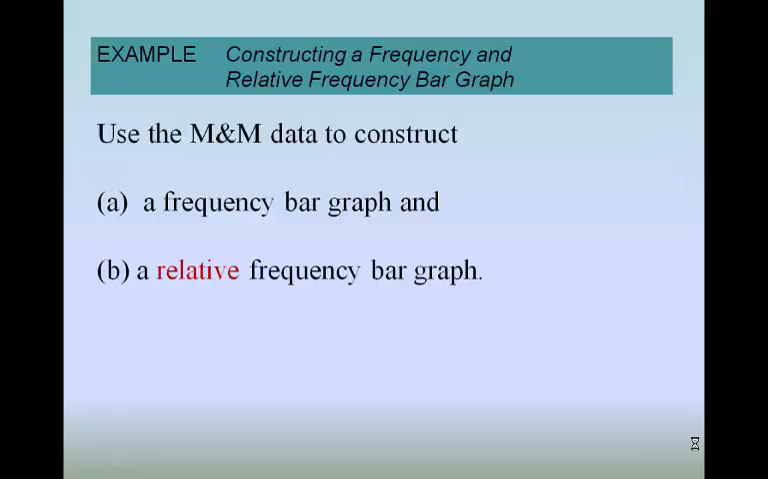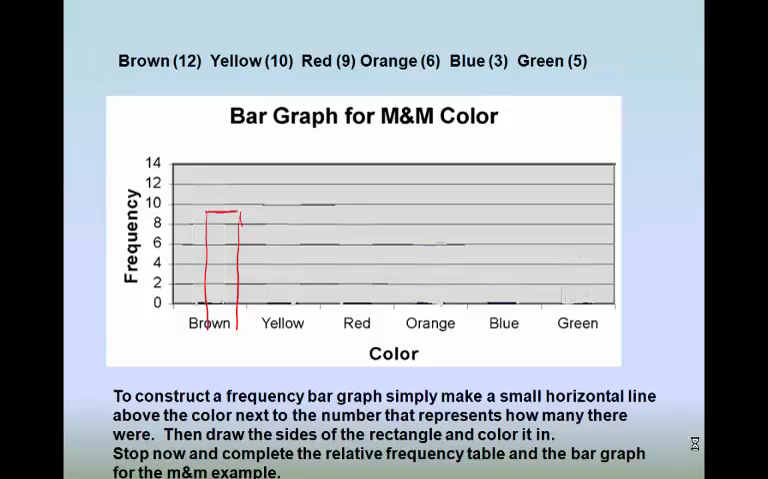So let's use the M&M data to construct a frequency bar graph and also a relative frequency bar graph. So in the frequency bar graph, remember we had 12 brown, 10 yellow, 9 red, 6 orange, and 3 blue and 5 green M&Ms. I've labeled on the horizontal axis the colors of the M&Ms, and this is a frequency graph, so the frequency numbers are on the left. To construct a bar graph, you simply draw a horizontal line above the color beside the number on the vertical axis and make a rectangle.